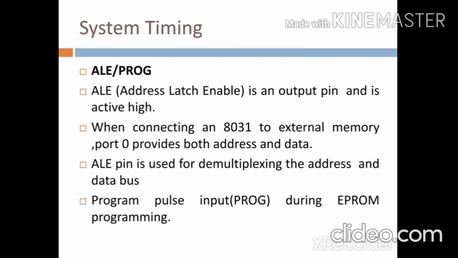Then system timing pins. ALE, that means address latch enable, is an output pin and it is active high. When connecting an 8031 to external memory, port 0 provides both address and data. The ALE pin is used for demultiplexing the address bus and data bus. Then program pulse input during EEPROM programming. EEPROM means electrically erasable programmable read-only memory.